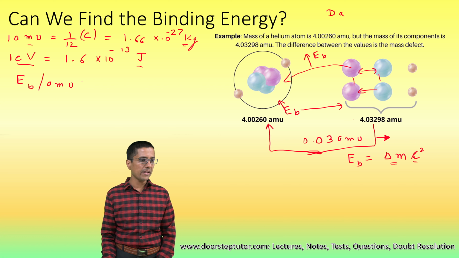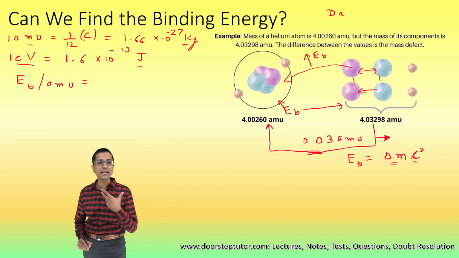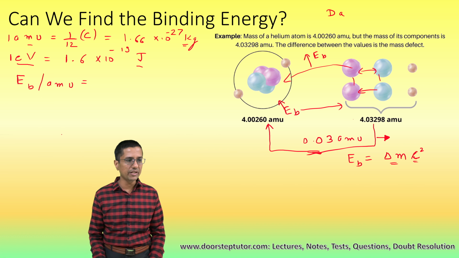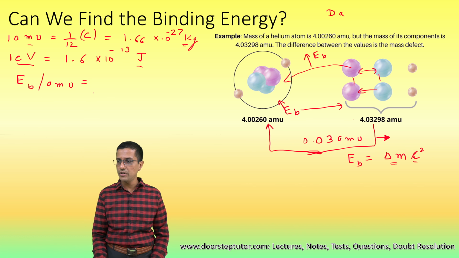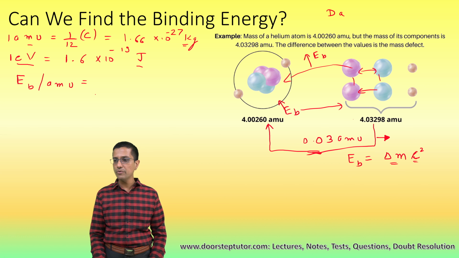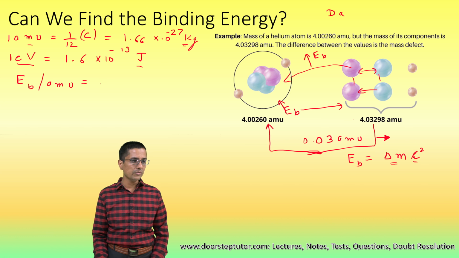Okay, so if I have a mass defect of 1 AMU, how much energy would I get? That is what we want to find out. So it is the 1 AMU multiplied by C squared. C is 3 into 10 raised to power 8 meter per second. So this is in SI units. I need to convert this also into SI units.